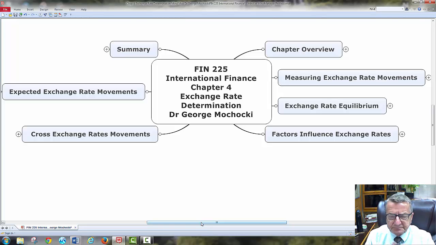So if you're going to go into finance, international, any kind of national, I would keep most of my international books. They're good references. This one here is very current. I think it's the newest edition. The author did an excellent job. Again, my name is Dr. George Mochocki. This is International Finance. We're covering Chapter 4, Exchange Rate Determination. How do you determine the exchange rates?